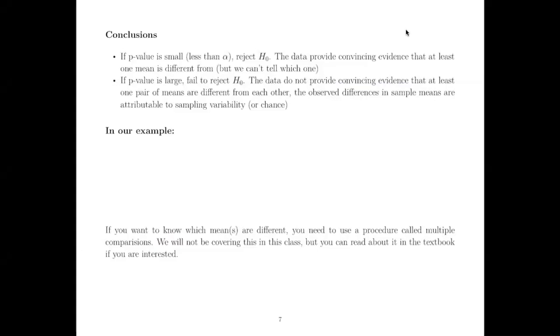So similar to all of the hypothesis testing we've done so far, nothing's going to change. If the p-value is small, we're going to reject H naught. The data provides convincing evidence that at least one mean is different from the others, okay? But again, it's not going to tell us specifically which one, okay? If the p-value is large, we're going to fail to reject H naught.